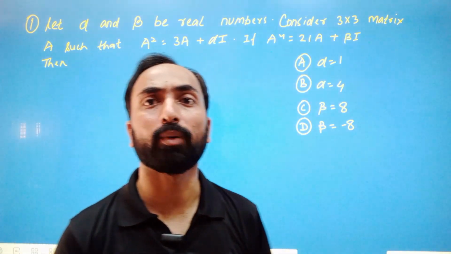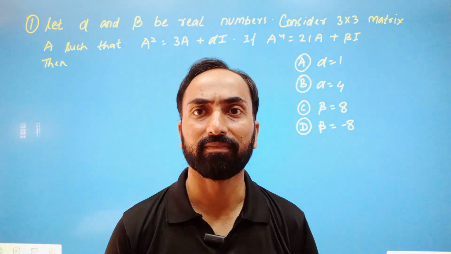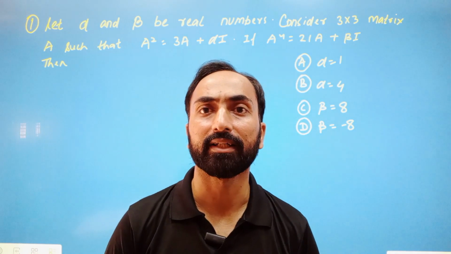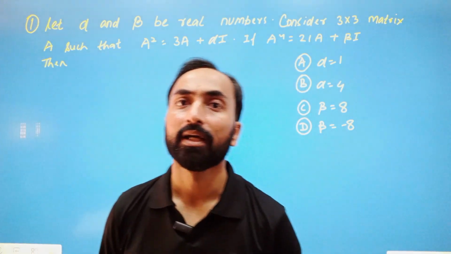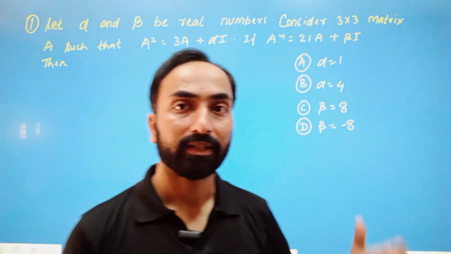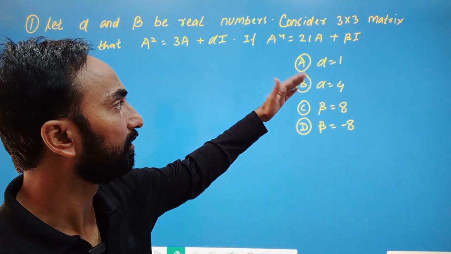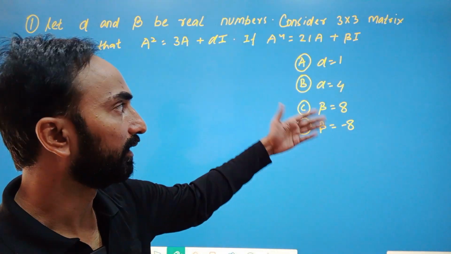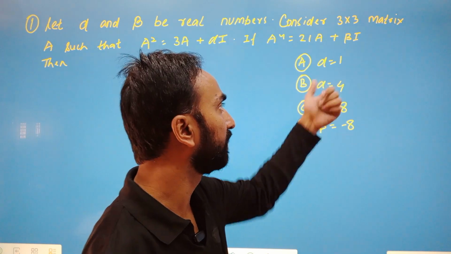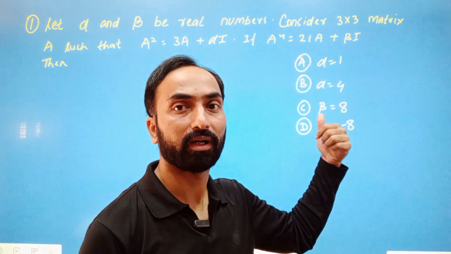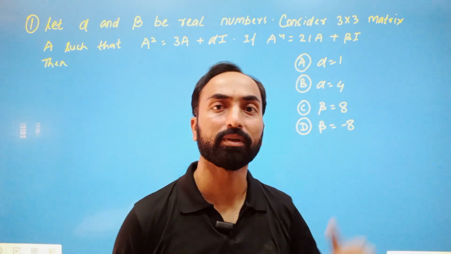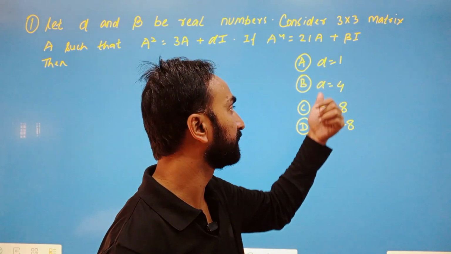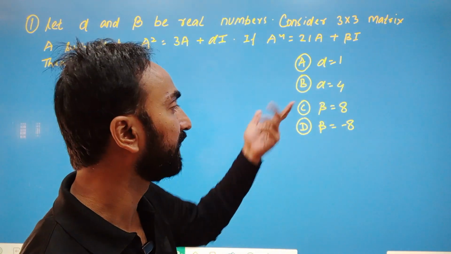It is given that A square is equal to 3A plus alpha I, and also it is given that A to the power 4 is equal to 21A plus beta I, right? Then we have to find the value of either alpha or beta, because in the options they have given options for alpha and beta both. So we have to find both and verify whether the option of alpha or beta is correct, right?